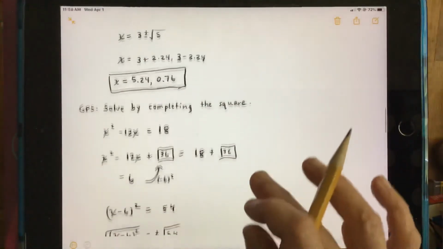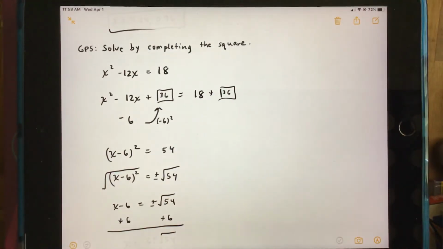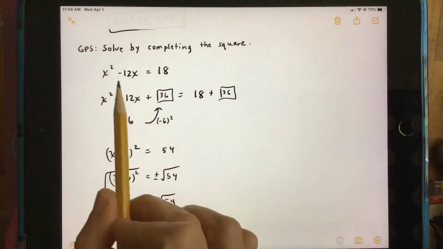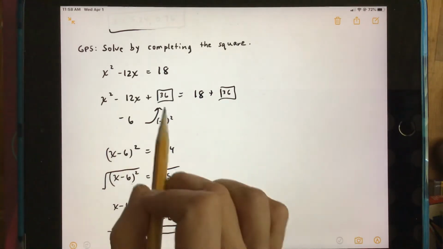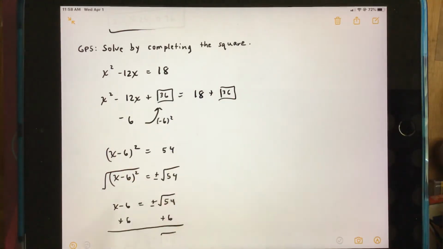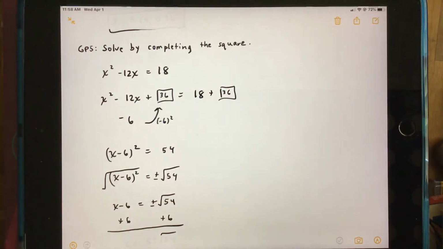Okay, guided practice 5, solve by completing the square. That was another technique we learned and useful to solving our quadratic equations that led us right up to the quadratic formula. So here we have an equation x squared minus 12x equals 18. We're going to complete the square by opening up a box plus box on both sides. To figure out what goes in that box, we're going to take that x term's coefficient, negative 12, and divide it by 2, or cut it in half.